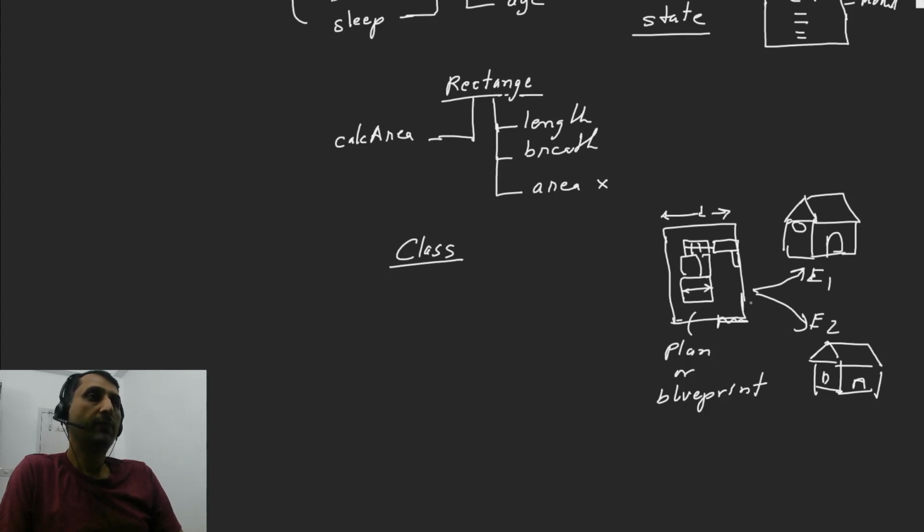And with the same plan, you can also build multiple houses. If you see row houses that are built one after the other, these houses are just constructed based on a single plan. It's the same structure, same plan, same foundation, everything is the same. So in row houses people are building houses which look exactly similar. In the same way, class is also a kind of blueprint for an object.